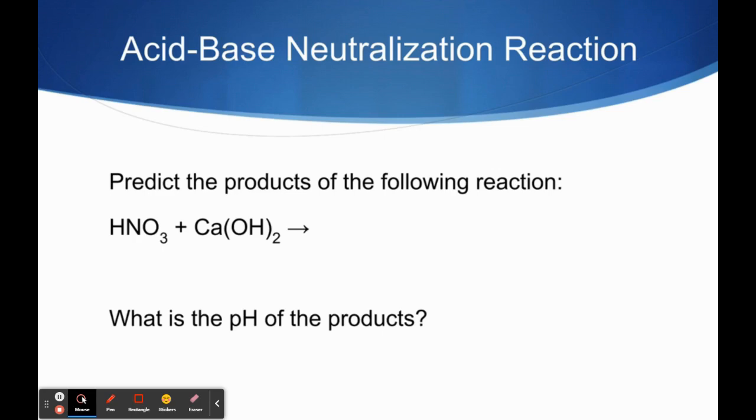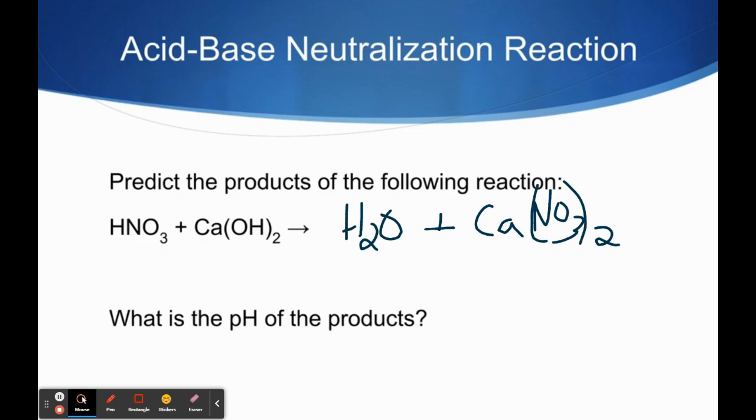Remember, when an acid and a base react together, one of the products is water, and then we're left with calcium and nitrate that will bond together. Calcium has a +2 charge, nitrate has a -1 charge, so our formula is going to be Ca(NO3)2. The last step is to make sure that the equation is balanced, so you would need to put a 2 there and a 2 there.